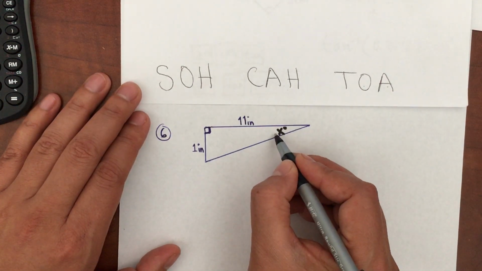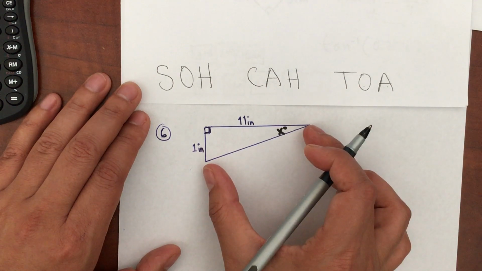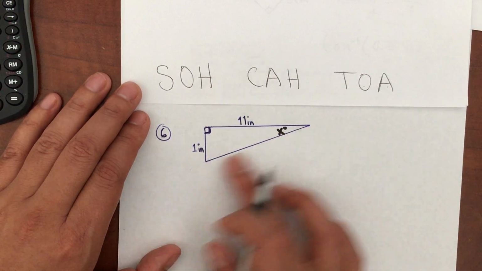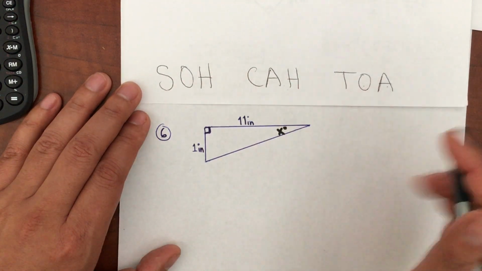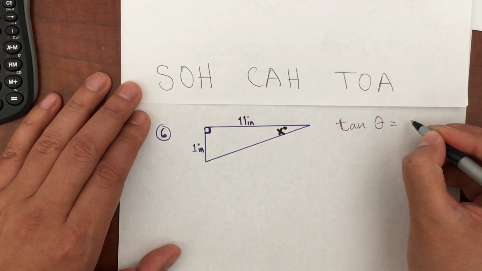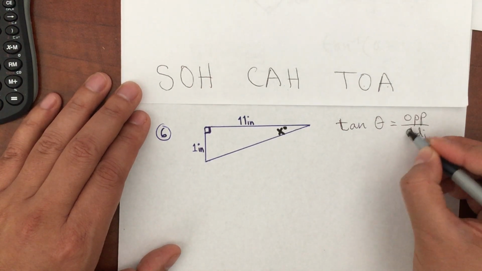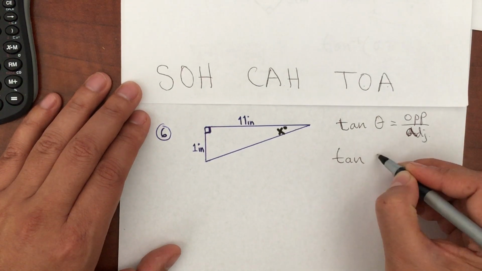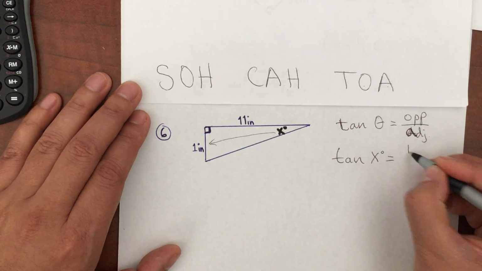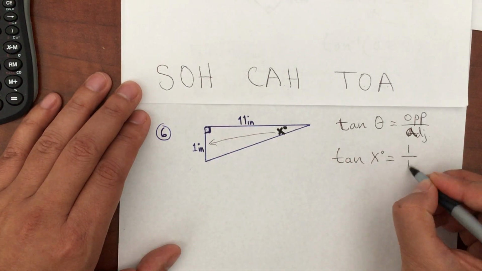And for this one, what do I have? The longest side I don't have, so I think it might be easier to eliminate the ones that have the missing part. I don't have any information on the hypotenuse, so these are eliminated. That means I'm going to use tangent again. So tangent of theta is equal to opposite over adjacent. It doesn't matter if you put lowercase or uppercase. So tangent of x is equal to opposite, always right in front, over adjacent, which is between the angle and the 90-degree angle.